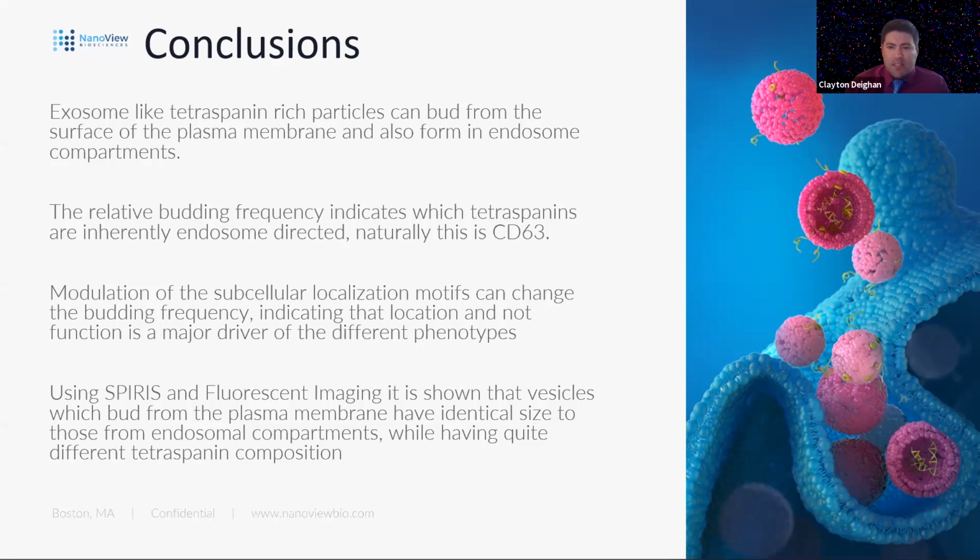Using SP-IRIS and the fluorescent imaging, it's shown that vesicles which bud from the plasma membrane have virtually identical size to those from endosomal compartments, even though they have completely different tetraspanin compositions, and that manipulating the tetraspanin composition of any of those subsets by redirecting the tetraspanins to a new subcellular location doesn't affect their size distribution.